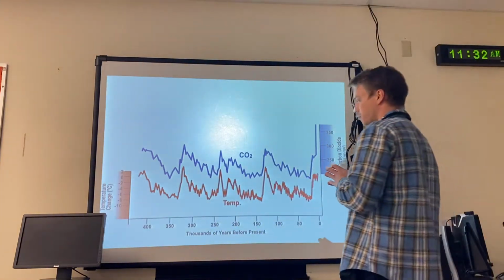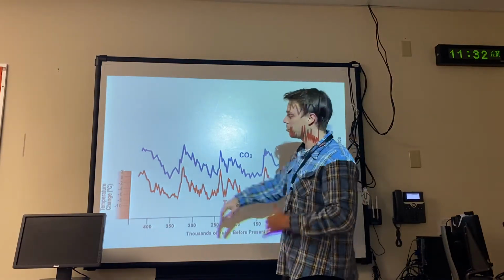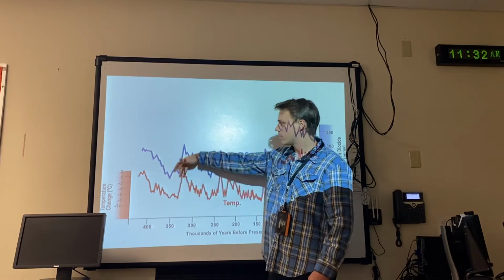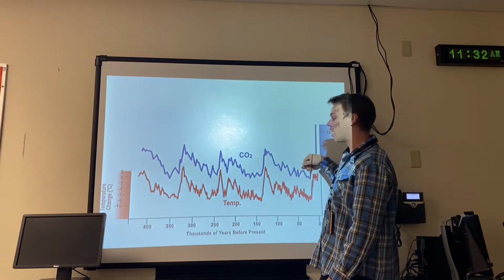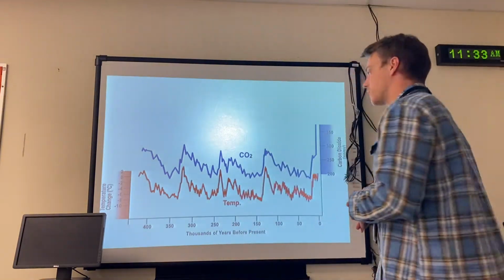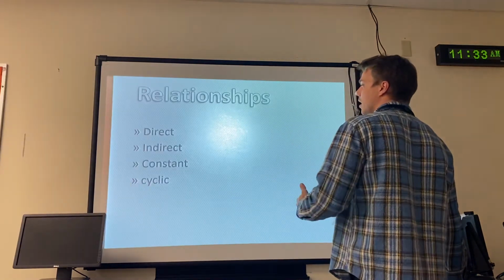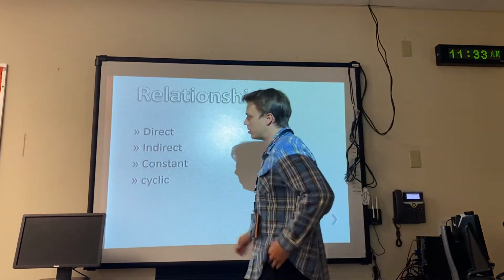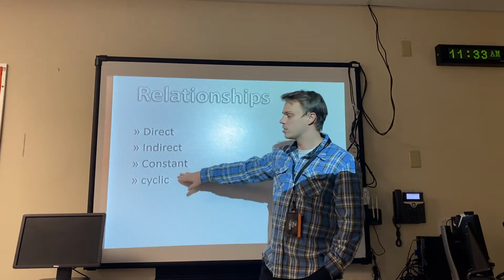We can look at temperature and carbon dioxide over time. So you'll notice that they go down, and they come back up, and down, and back up, and down, and back up, and down, and back up, which is a cyclic relationship. So that's what we're going to be focusing on today, stating the types of relationships that we see. And there's four types of relationships: direct, indirect, constant, and cyclic.